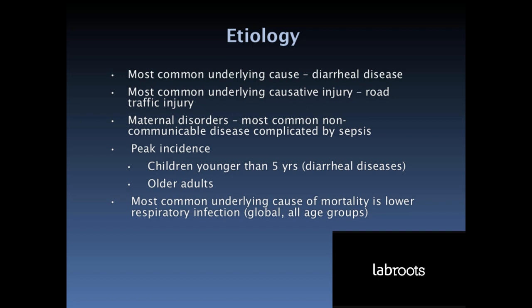There are 2 age groups for peak incidence for both cases and deaths. These are children younger than 5 years with diarrhea and older adults. When it comes to mortality, the most common underlying cause of mortality is lower respiratory infection.